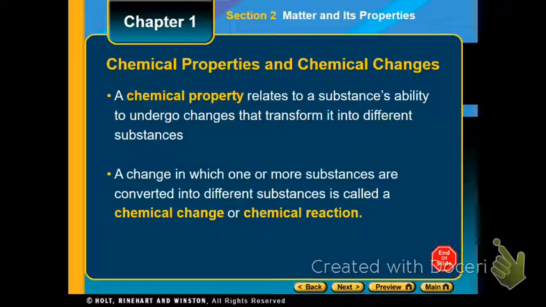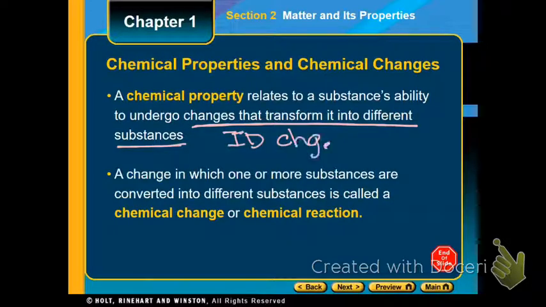For a chemical property, it is the ability to undergo changes that transform it into a different substance. So there is an identity change. And for a chemical change, you are converting one substance into a different substance. Convert means to change. So you've got one or more substances converted into different substances. Again, an identity change. Chemical reactions that we will talk about go underneath these chemical changes.